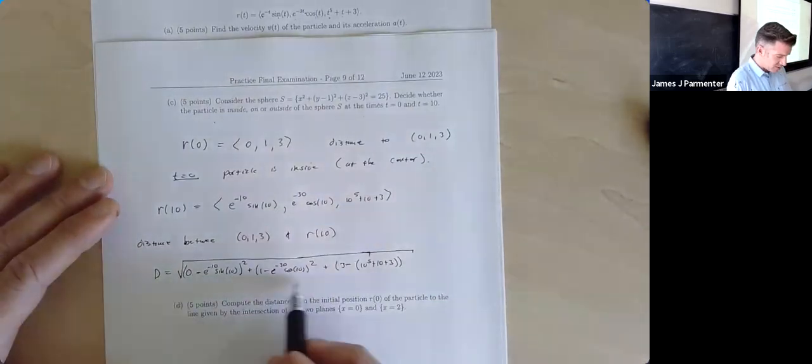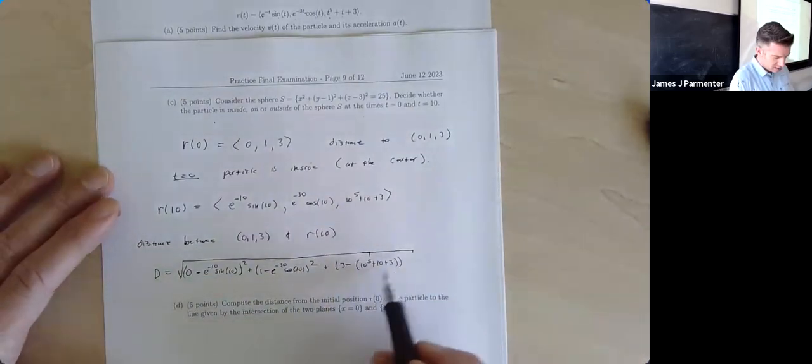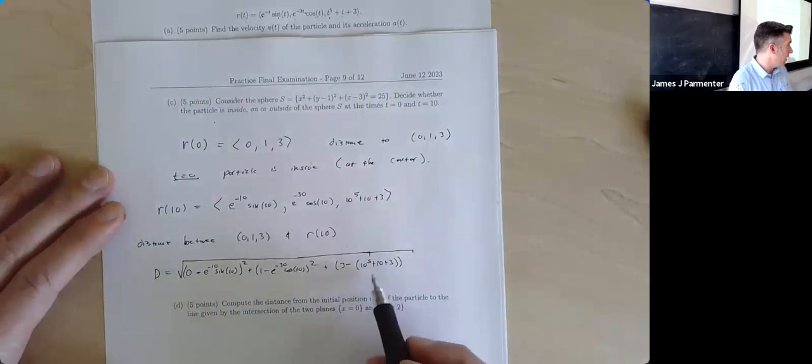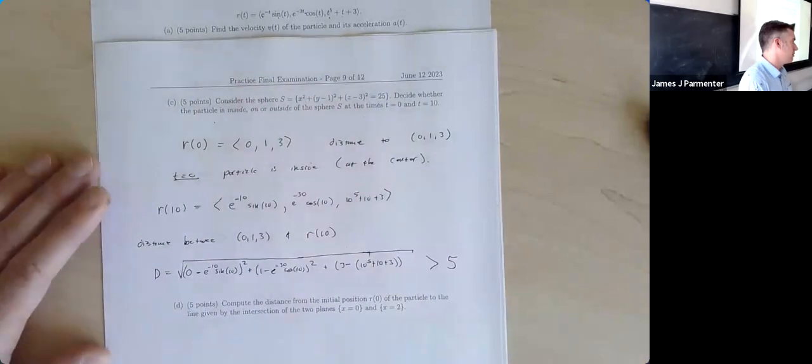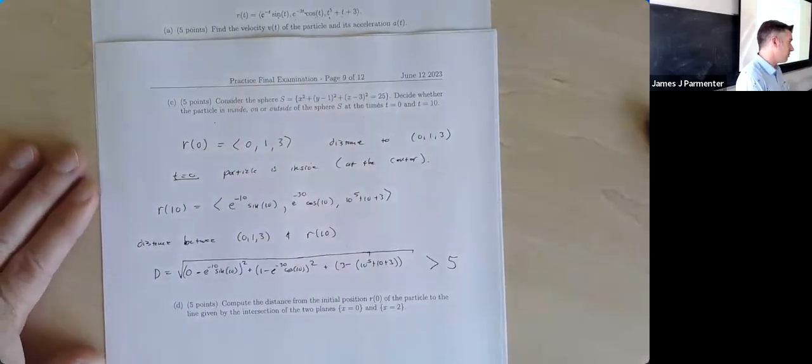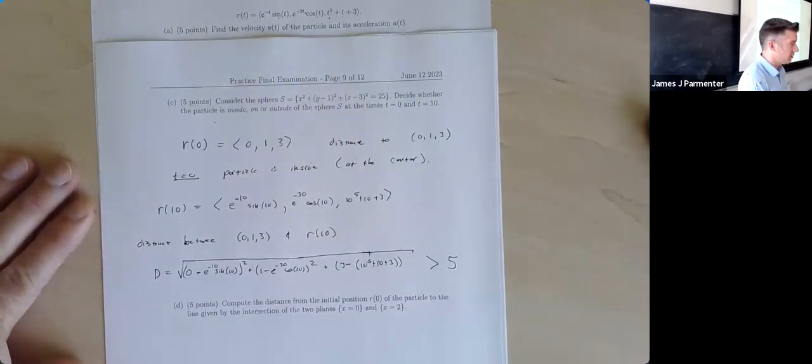It doesn't even matter what these two terms are. This part here is about 10 to the 5th. And the square root of 10 to the 5th is, well, 10 to the 5th is 100,000. Square root of 100,000 is way bigger than 5. And that's all we really care about. It's way, way bigger than 5.